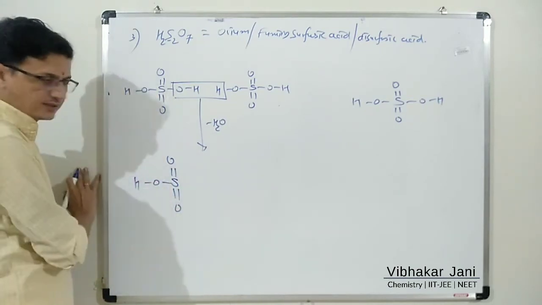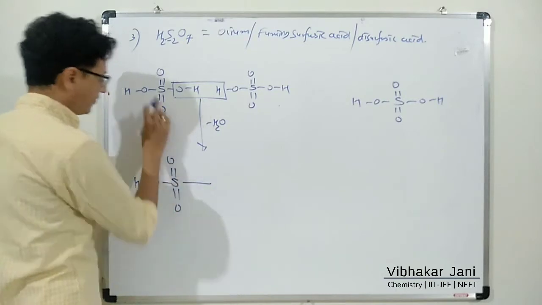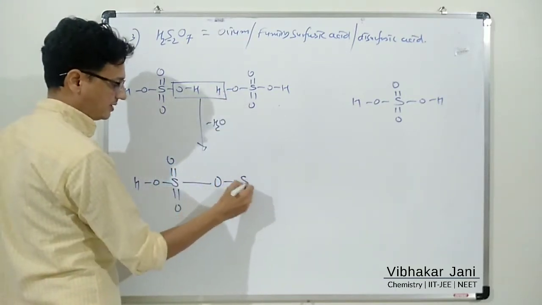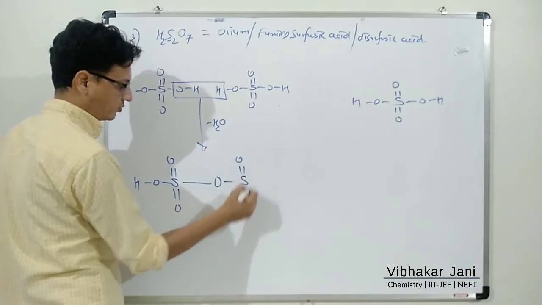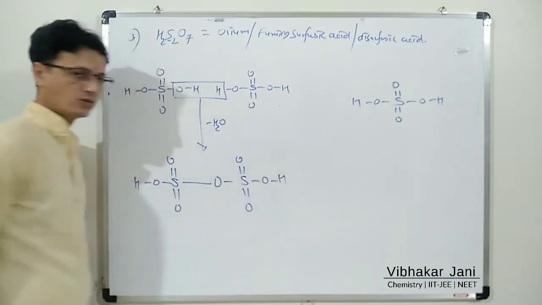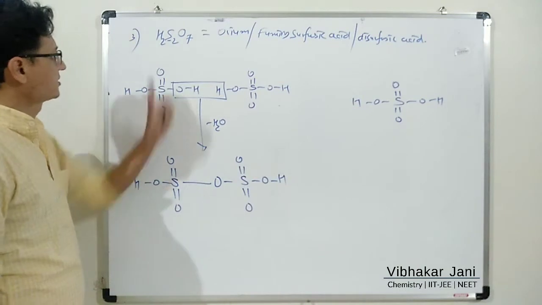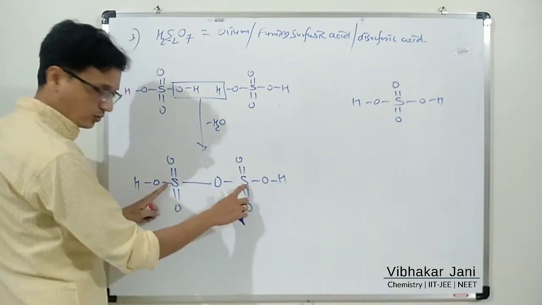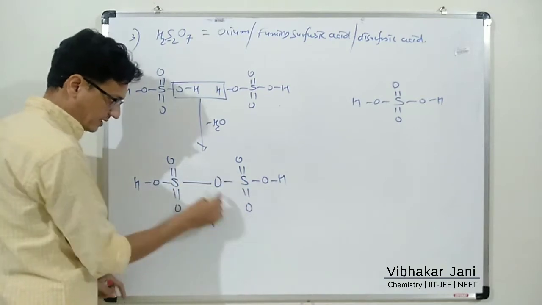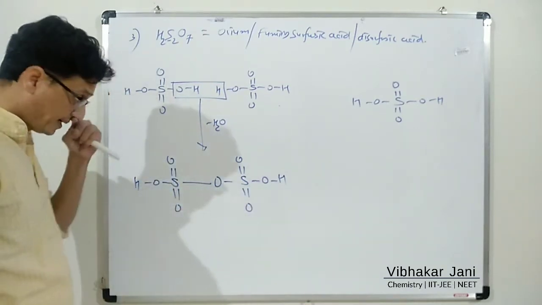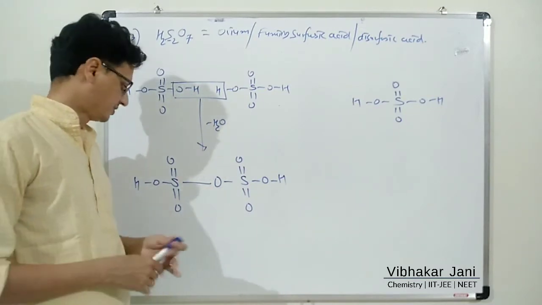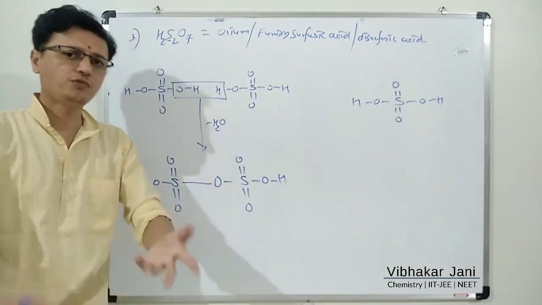This will be as it is, and this sulfur is now attached with oxygen, and this oxygen is also attached to sulfur, with two oxygens on one and one on the other. Now, this is the structure of H2S2O7. Count the oxygens: 3 plus 3, 6 plus 1. So this is the structure of oleum, and if we want to find the oxidation state of sulfur in oleum, then what will we do?